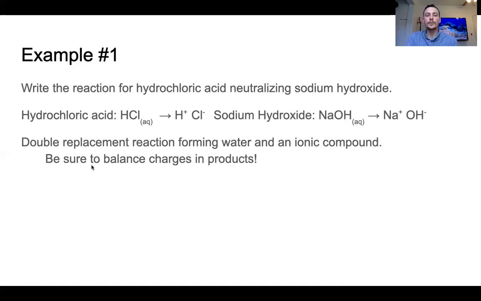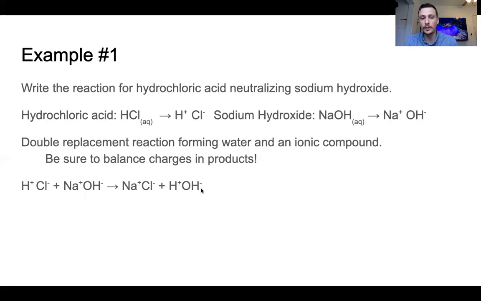It's important, though, that we balance our charges in the products in order to have the correct products being formed. So here, again, we have hydrochloric acid and sodium hydroxide. I've written in the charges here just so we can recall what the charges are. That way, when we switch partners, we have sodium with a +1 charge, chlorine with a -1 charge. Those are equal, so we just need one of each. Then we have the hydrogen and the hydroxide, also +1, -1, so we only need one of each.